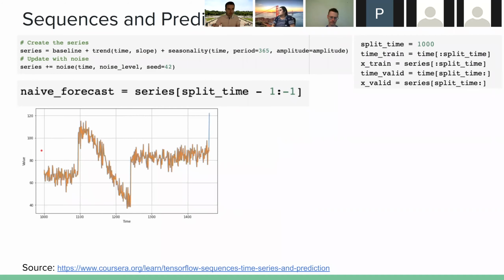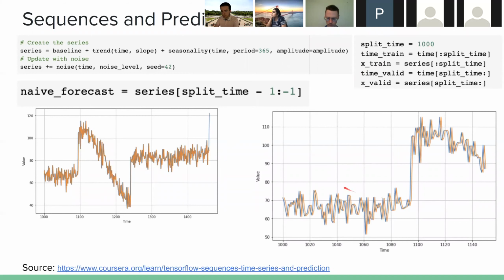So in blue here we have the validation set, which starts from 1,000, since we split our time series at 1,000, and we're plotting the validation. And in orange, we're plotting our forecasted version of it. If we zoom in a little bit, you'll see that it's just a shifted version of the validation set. So my forecasted value in orange for time step, let's say 1100, is whatever it was one step before.